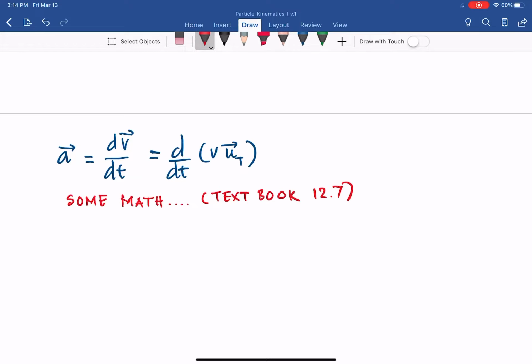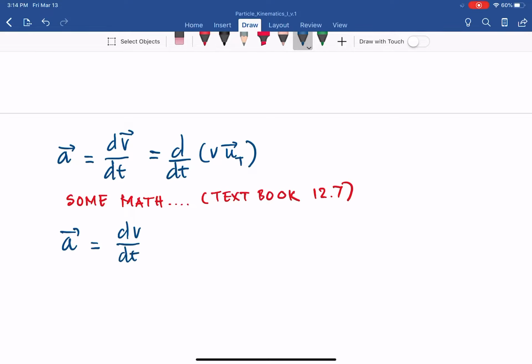We have a equal to dv over dt ut. So basically we take the derivative of v there, and then we take the v out and take the derivative of ut, and that is basically equal to v square over rho, times the unit vector in the normal direction.